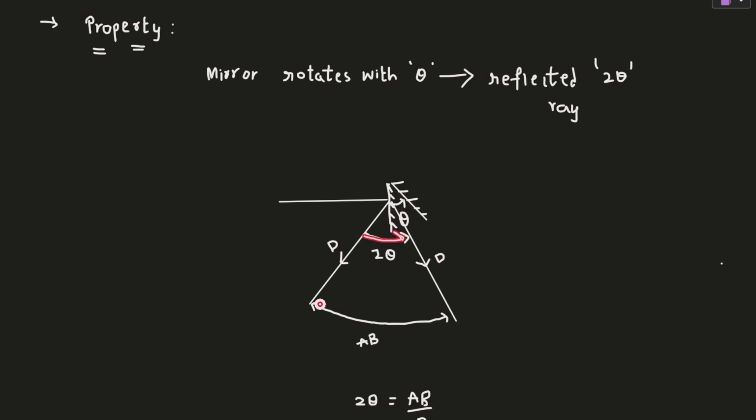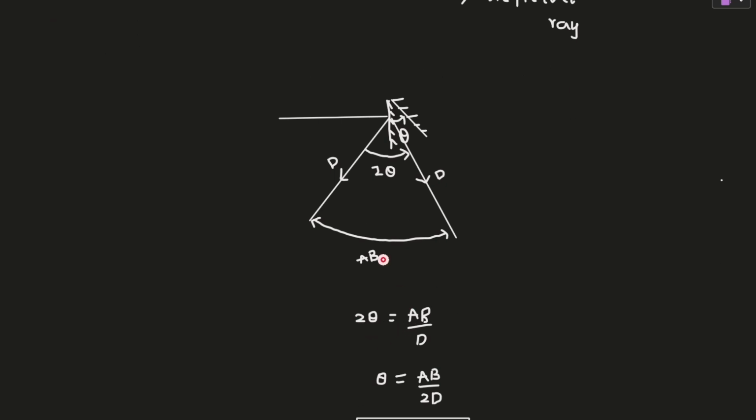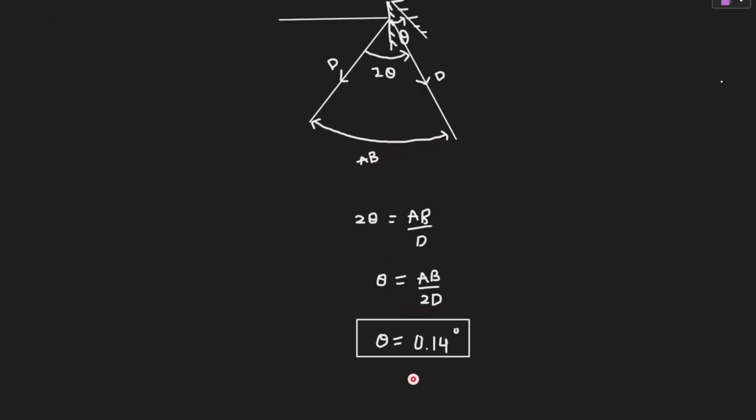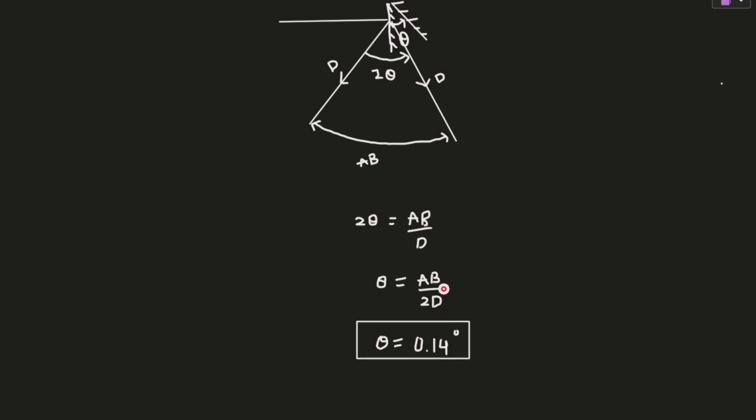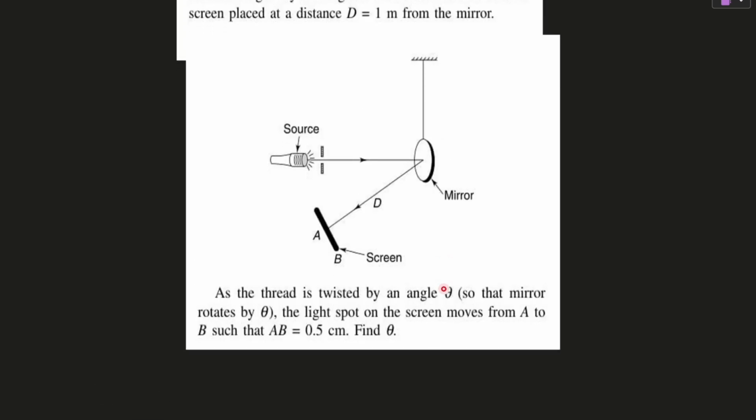In the question they have given the AB distance. This is the arc length, and d we can assume is the radius. So angle equals arc length upon radius. From this we can directly find the angle theta, which equals 0.14 degrees. So this is a pretty easy problem.